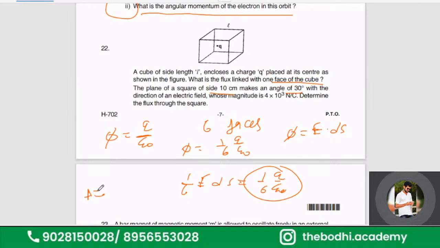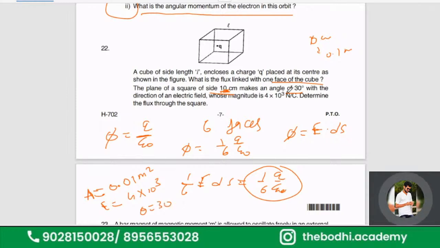Area of one face: one face is like a square, and one side of the square is 10 centimeters. So the area of one entire face will be how much? Side squared, that is 10 into 10, meaning 0.1 meter, so 0.1 meter squared is 0.01 meter squared. Agree? And the electric field is given as 4 into 10 to the power 3. We also have the angle, 30 degrees.